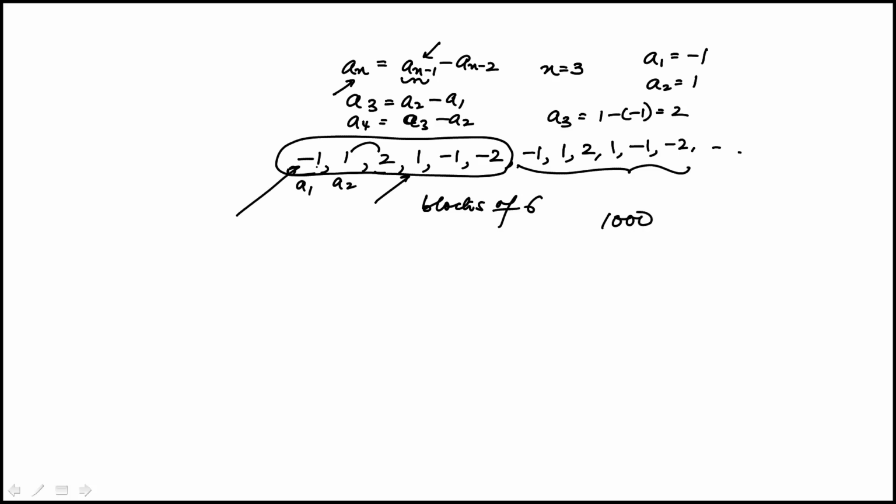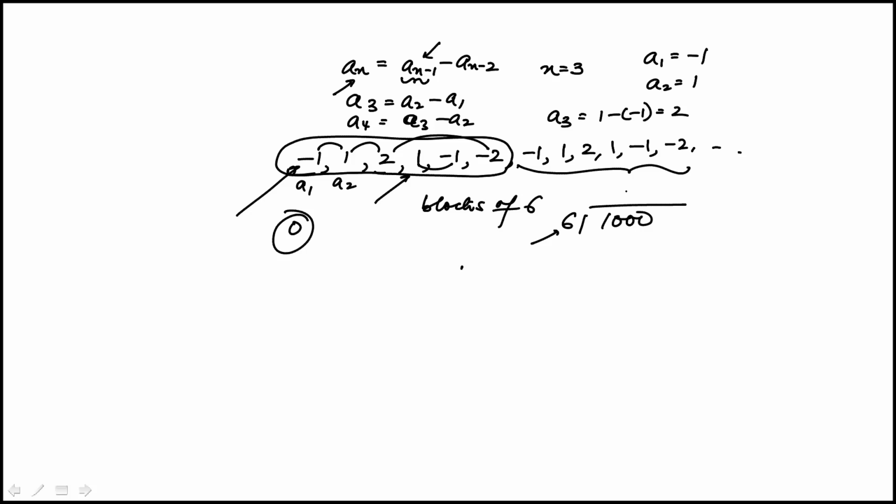So if you look at this block itself, you'll see that this will add up to 0, because you have a 2 and a -2, -1, 1, 1 and -1. So first thing we need to do is to find how many blocks I can accommodate in 1,000. It's easier here because the sum of each block is 0. So I just need to figure out how many terms are left after I divide it into chunks of 6.